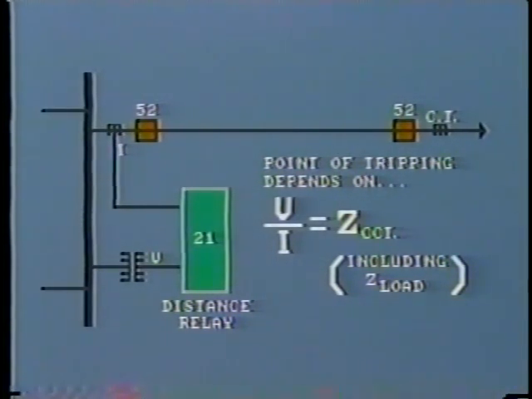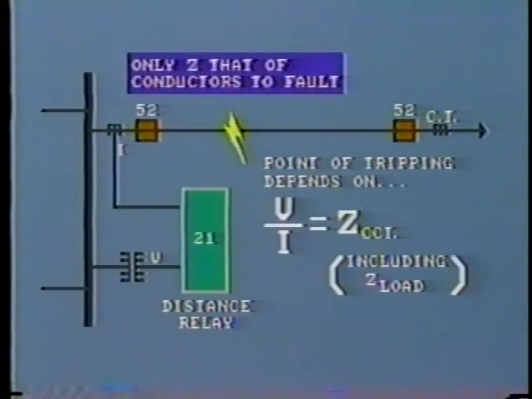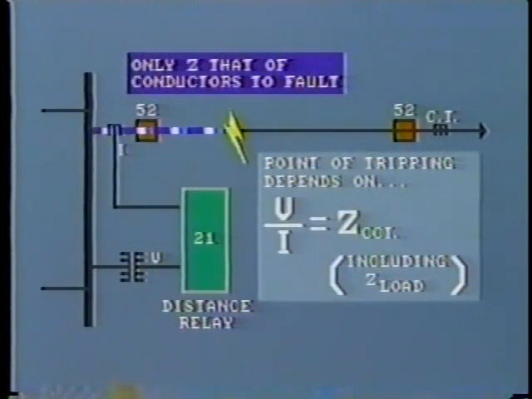However, if we have a fault on the line, say a direct phase-to-phase fault, then the circuit impedance to the fault is only that of the conductors themselves, and as we know, this is a relatively small value. Indeed, this is the very reason that the current increases to such a high magnitude. So the relay is set to operate when the measured impedance falls below a specific value.